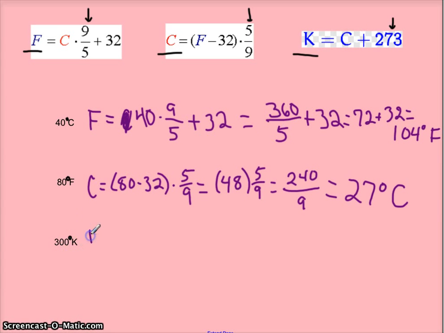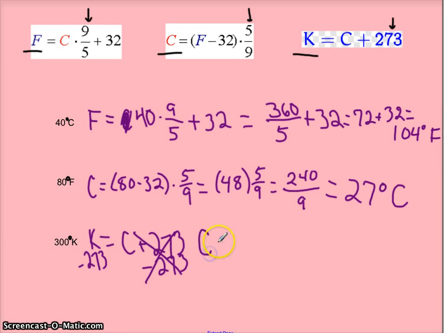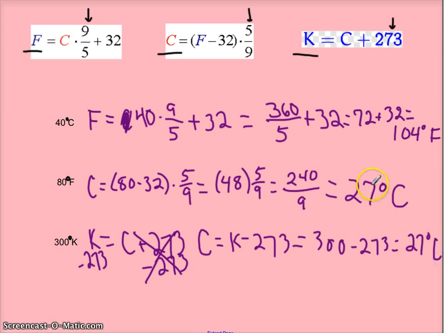So we're going to have to take our formula. Kelvin equals Celsius plus 273. So I'm going to take away 273 from both sides. Those would cancel out, so I'm going to move Celsius to this side. Celsius equals K minus 273. So K in this case will be 300, and 300 minus 273 sure looks like that would be 27 degrees Celsius. It's ironic I had the same answer here.